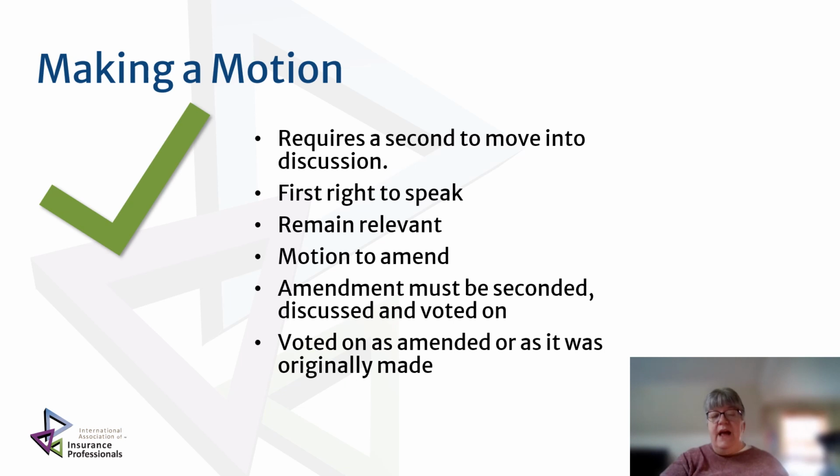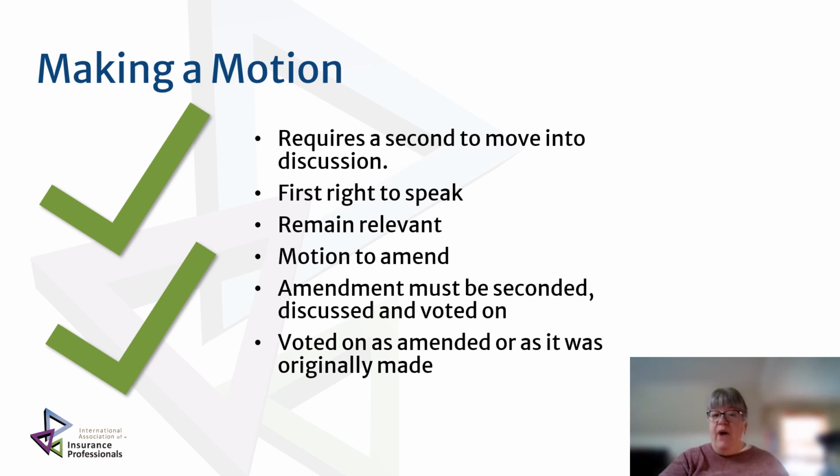Sometimes it is determined that a change might be needed to the original motion. That is done by making an amendment. The wording is, I amend the motion to, etc. That amendment must also receive a second in order to be discussed. The amendment is discussed, voted on. If the amendment passes, then the original motion is voted on as amended. If it does not pass, the original motion is voted on as originally presented.